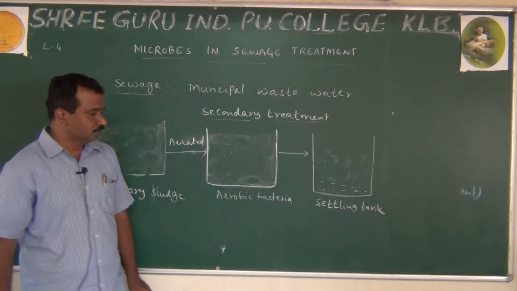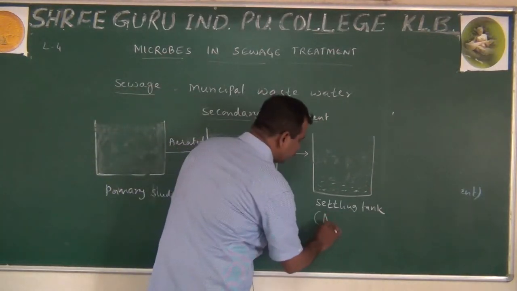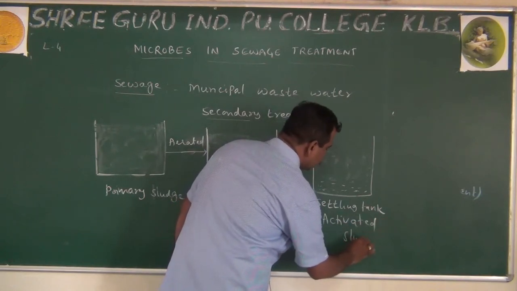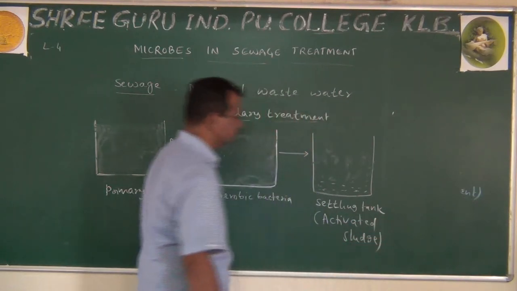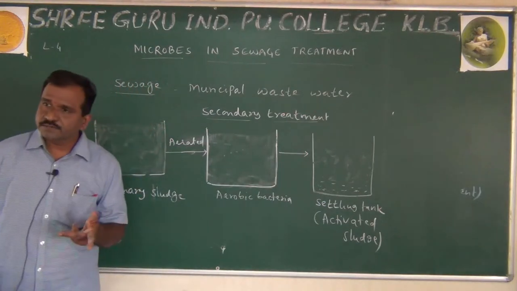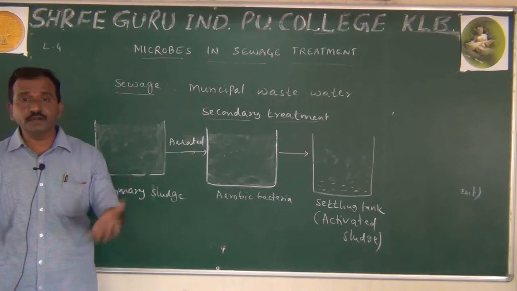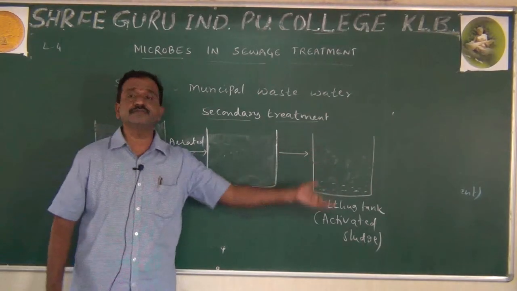Next, this is also called activated sludge. This is also called activated sludge. Why is it called activated sludge? Sufficient amounts of bacteria, fungal filaments and protozoans are all existing here.